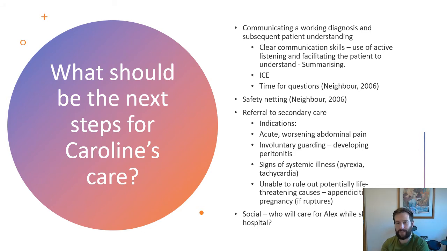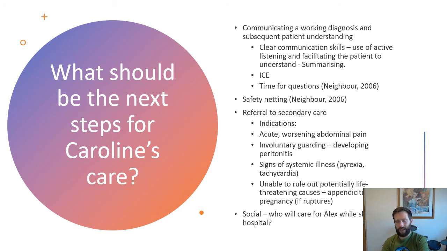She's got some signs of systemic illness with her pyrexia and tachycardia. And at this point, we're unable to rule out potentially life-threatening causes, so appendicitis and ruptured ectopic pregnancy. Even, as I said before, as we go on to the more accurate working diagnosis of tubo-ovarian abscess, that in itself is going to become a life-threatening illness if it isn't treated properly. We also need to consider some social aspects as well. So who's caring for Alex, her son, while she's potentially going to be admitted to hospital?